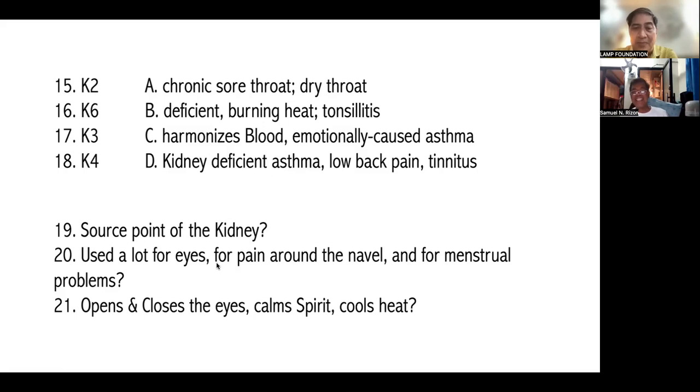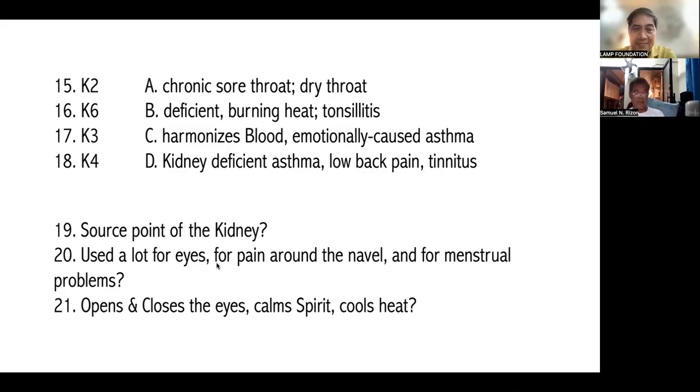Okay, number 20. Used a lot for eyes, for pain around the navel, and for menstrual problem. Ang answer ko is the cleft point of the kidney, which is kidney 5. Yes. So parang so far, all your answers are very sure and accurate. So what's the problem? Is it number 21?